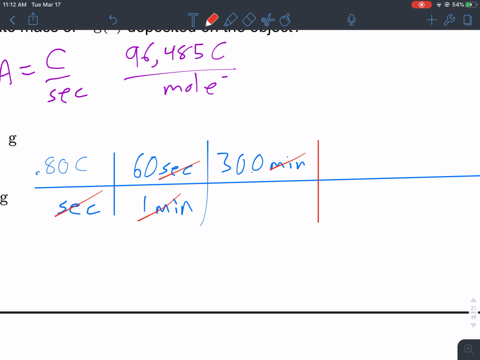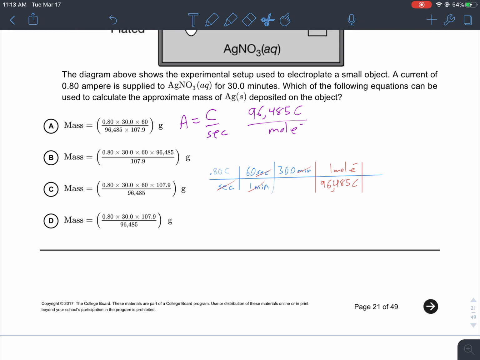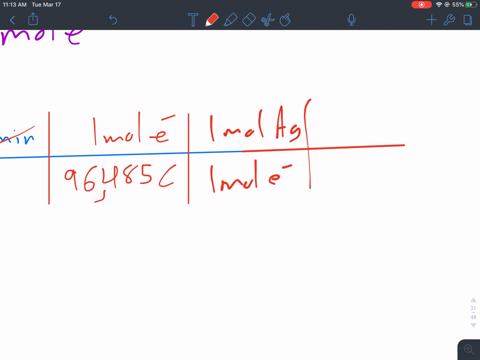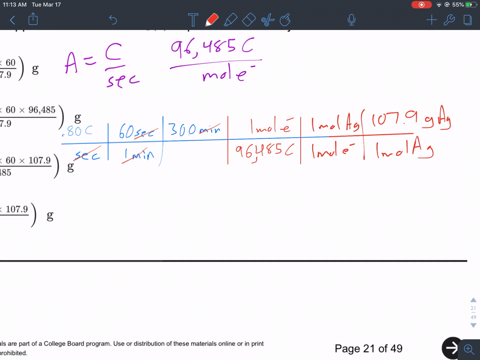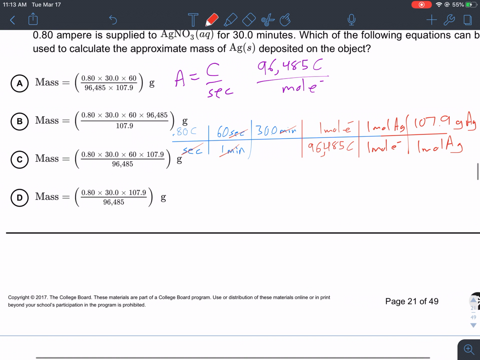Now we can take care of the coulomb. Now the coulombs we can take care of using Faraday's constant, 96,485 coulombs per 1 mole of electrons. And the substance that we're using is Ag, and Ag only gives out 1 mole of electrons, right? So that's kind of nice. There's one mole of electrons per 1 mole of Ag. And I know I should write Ag plus there, but it's not that big of a deal. And then 1 mole of Ag is equal to 107.9 grams of Ag. I think that's the molar mass. So looking at this, I have 0.8 times 30 times 60 divided by 96,000 times 107. Okay, so the correct answer is C.